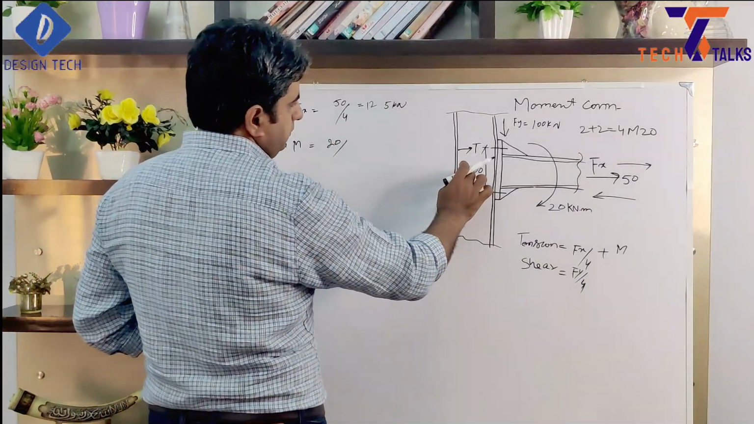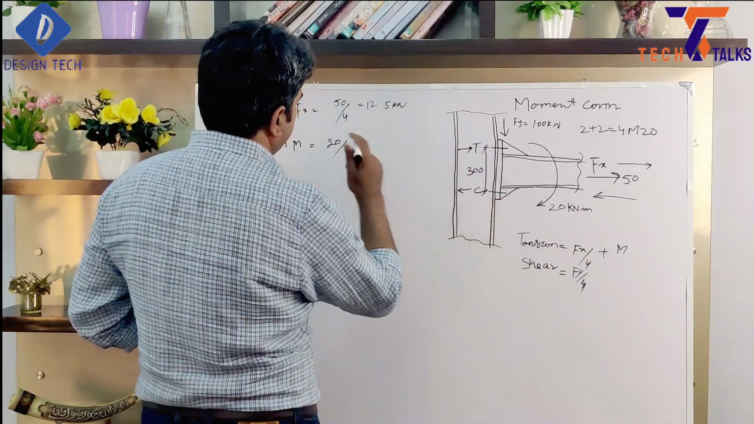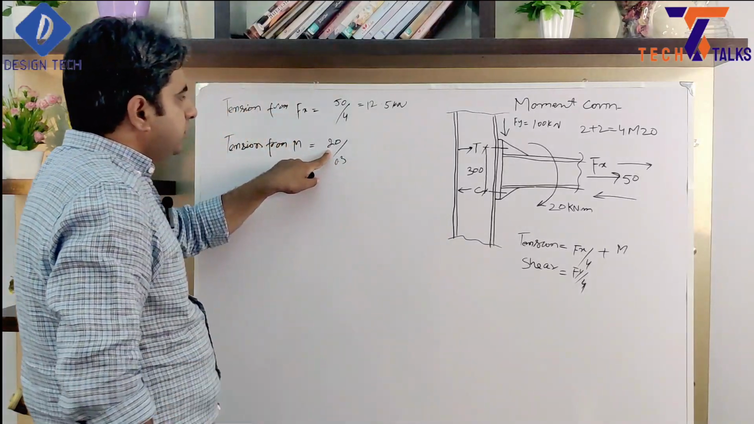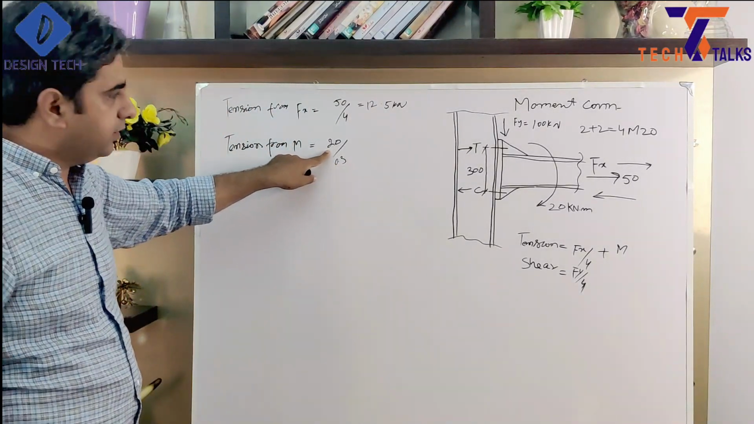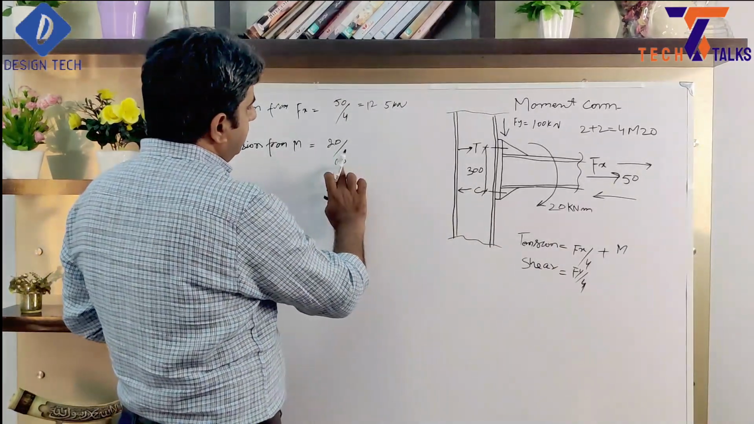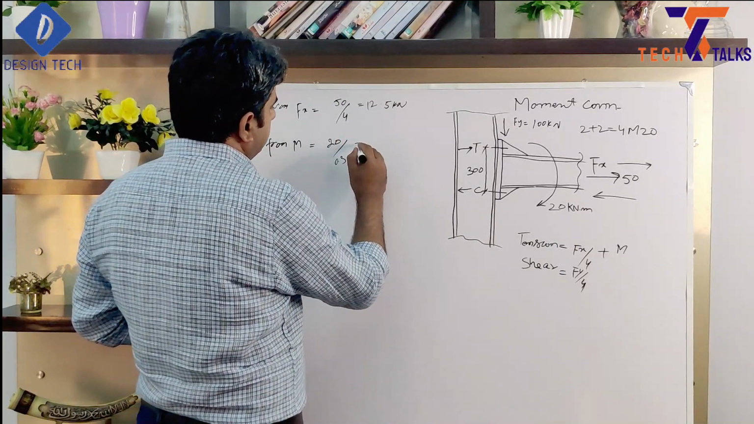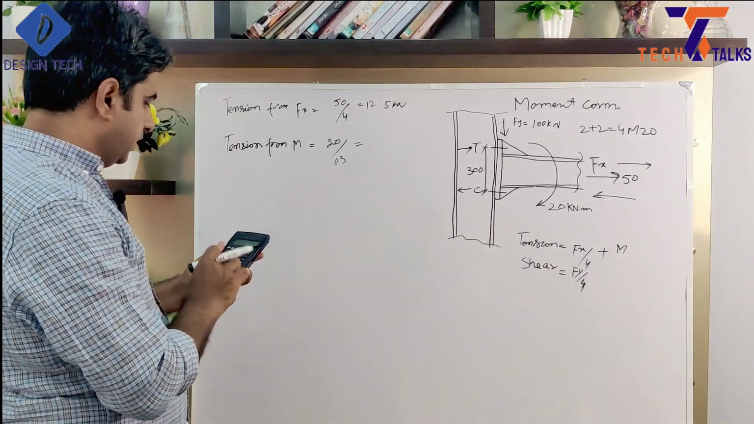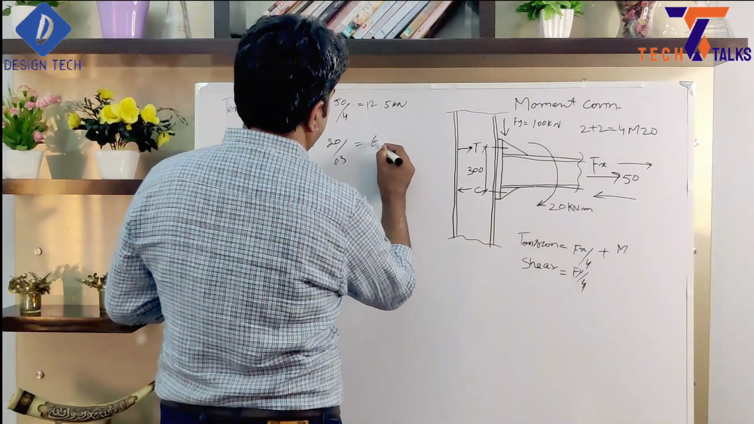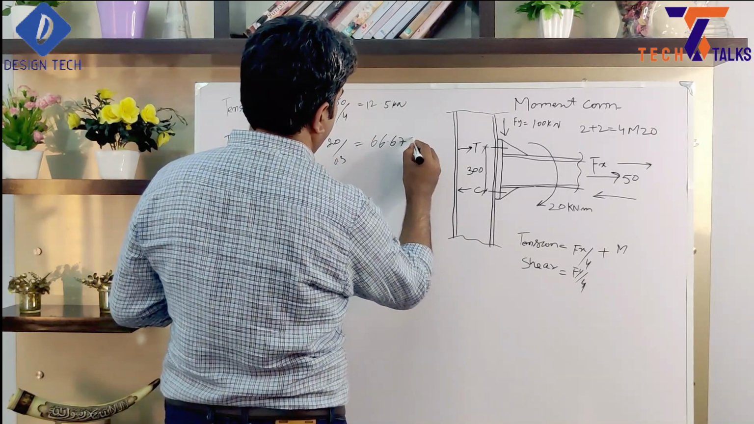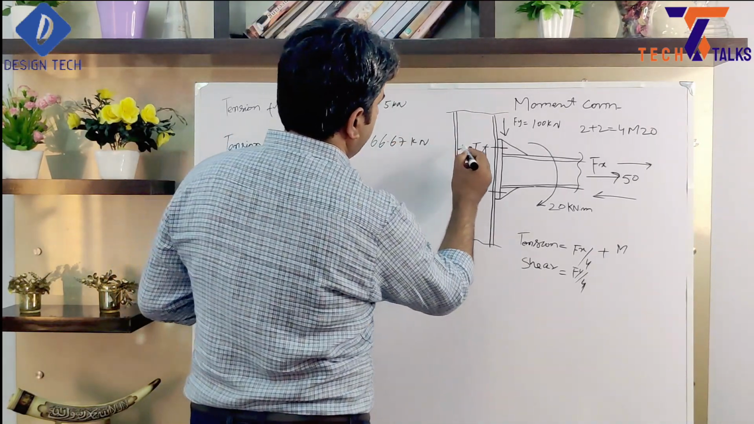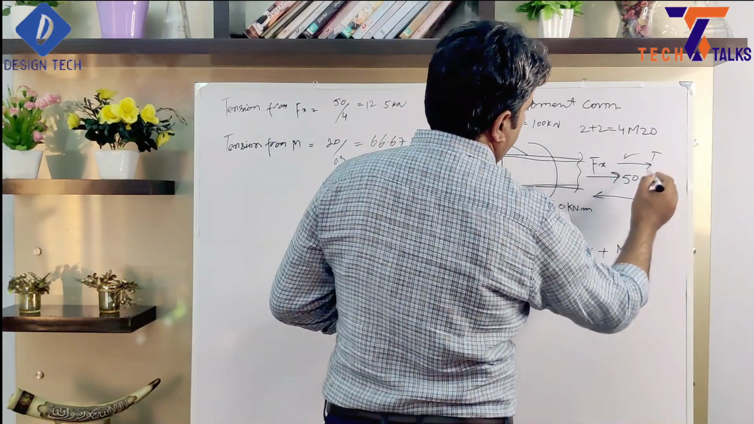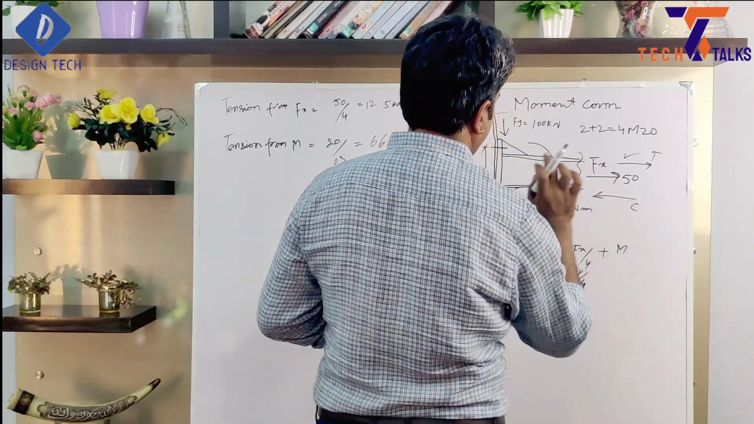So this will be 0.3 because we need to calculate moment in kilonewton meter. So 300 divided by 1000, we will consider here 20. So we need to see 20 divided by 0.3. So 66.67 kilonewton will be at this point as a tension, and same will be here for compression.